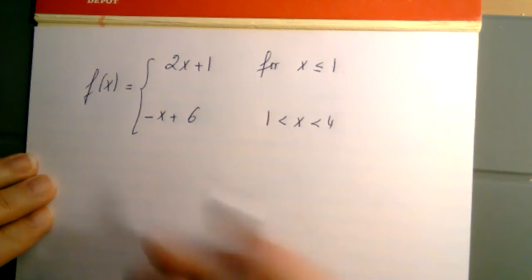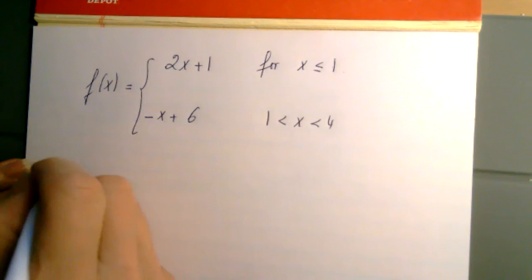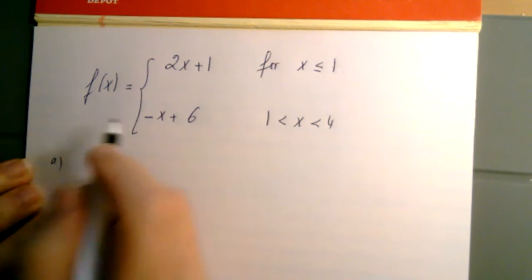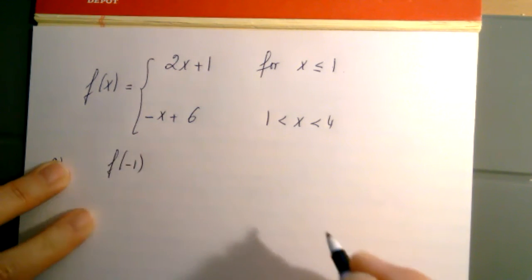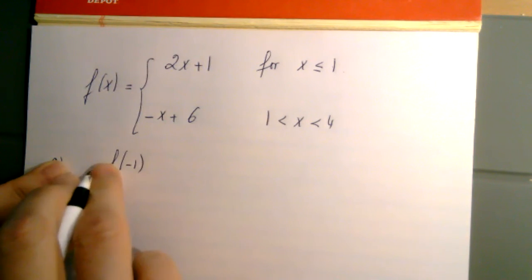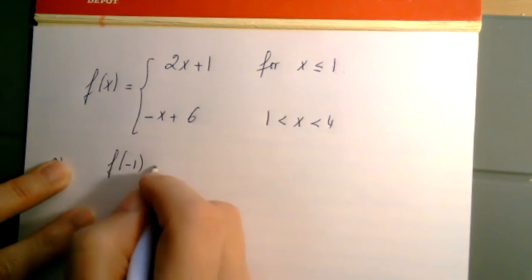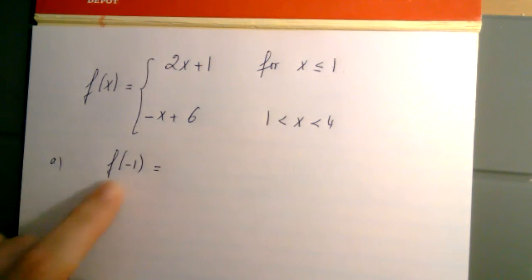So I'm going to evaluate each of the following. That's my first question. I'm going to pick some values and evaluate them. Not everything I have, but some of them. That's fine at this stage. And so what is f of -1? Quickly.